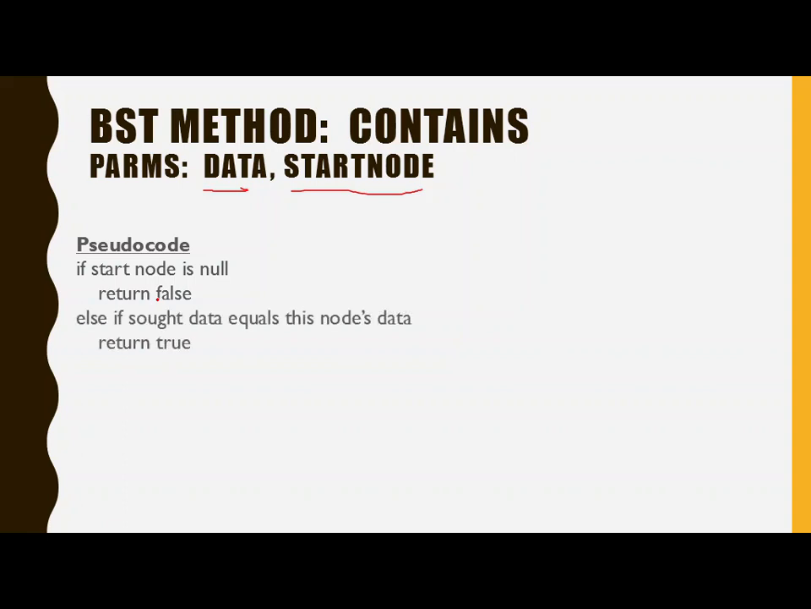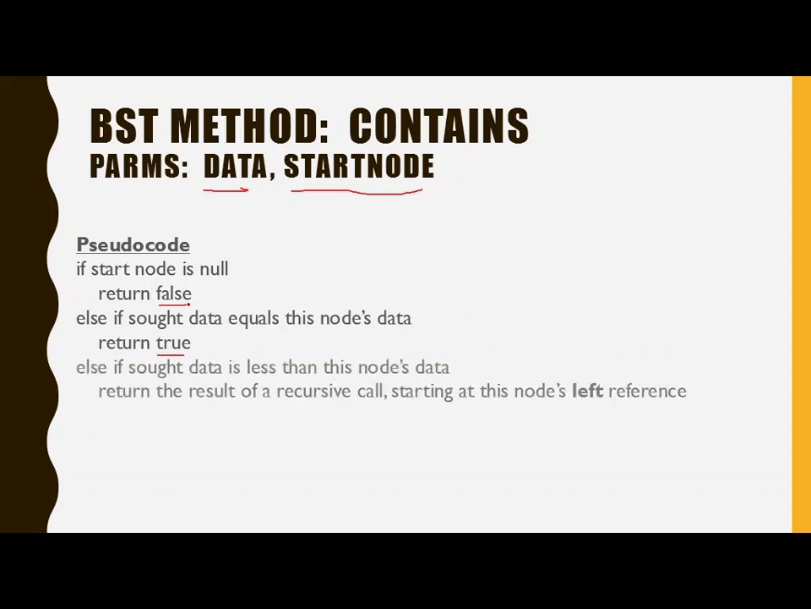We ran out of road, it must not be here. Easy enough. Our second base case here, right? This is one base case. Here's the second one. If the data we're looking for is my data, the node that you're on right now, then return true, because obviously you found it. Those are the two base cases. How about the recursive cases?